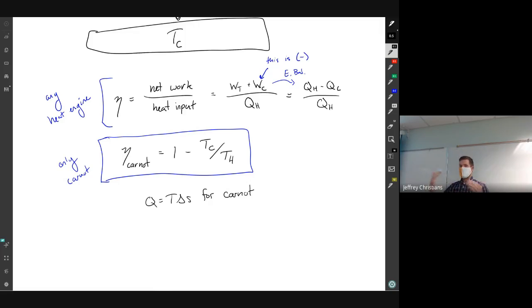So it's all based on what's the temperature of the hot thing that you're working with, and you're trying to convert that energy into work. What's the temperature of the cold thing where you're going to be dumping your waste heat? So it's an easy equation, but it's really quite powerful.